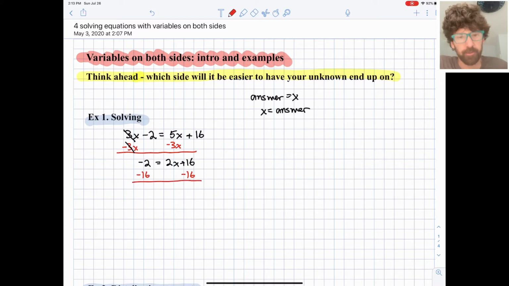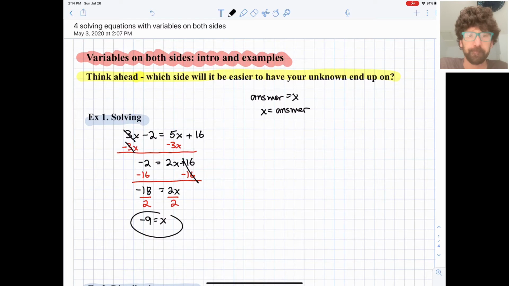So again, it looks like we're trying to get our x's on the right and our numbers on the left. We're left with a 2x on the right side. Negative 2 minus 16 is negative 18. And as our last step, we can divide this by 2. And it looks like we have a negative 9 equals x, and that's our solution.